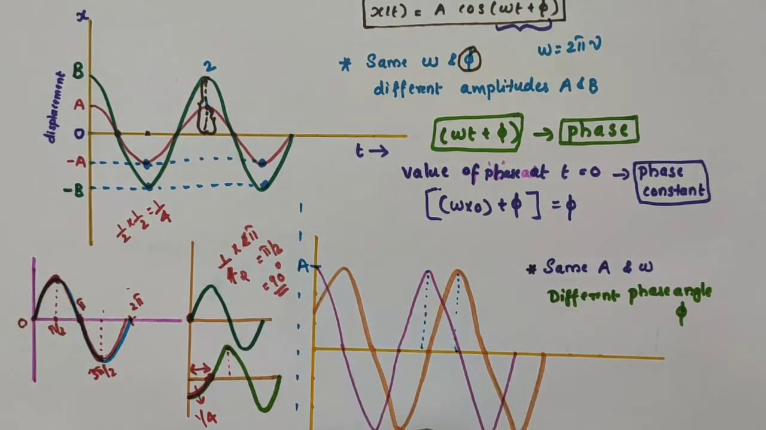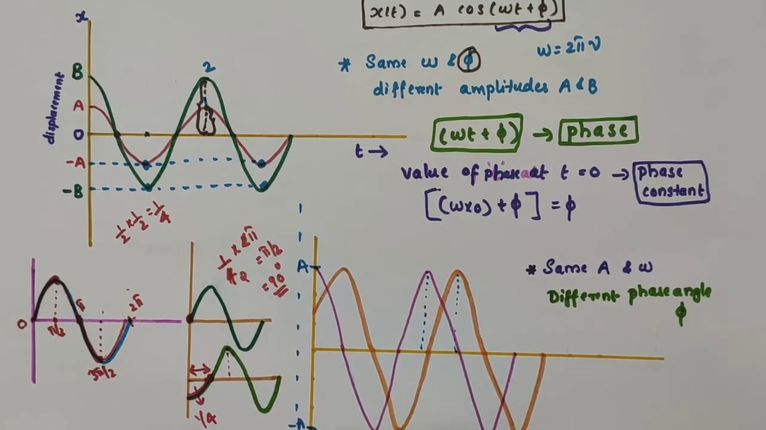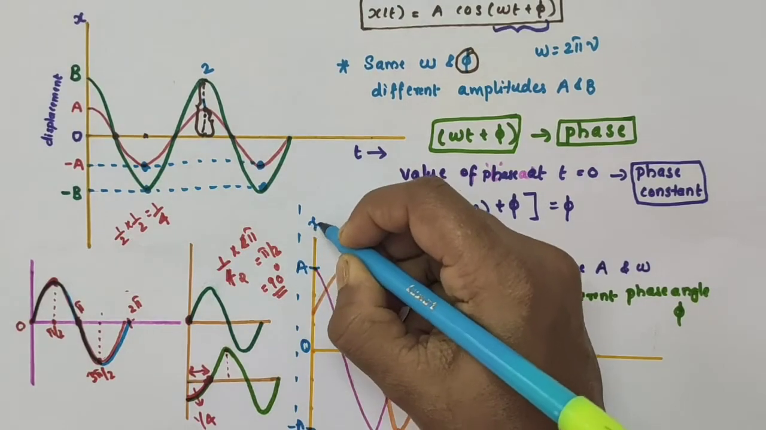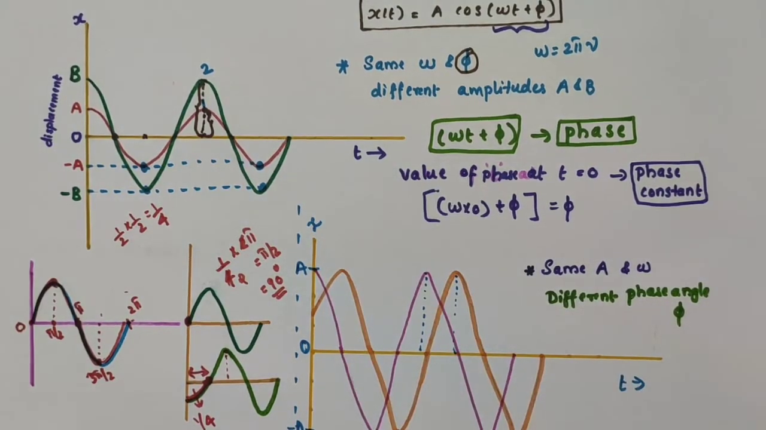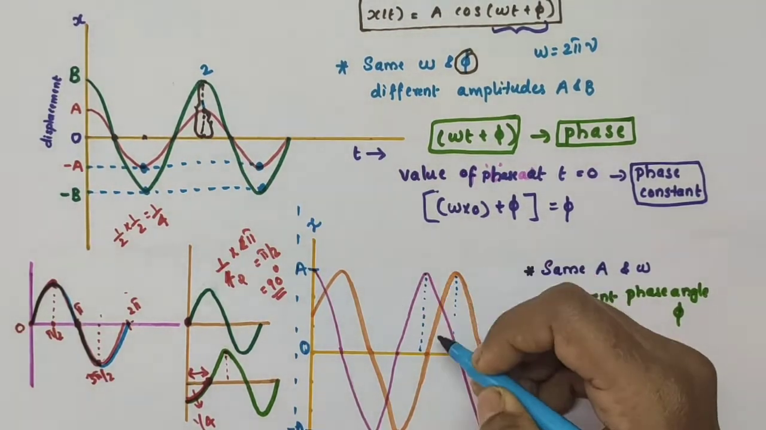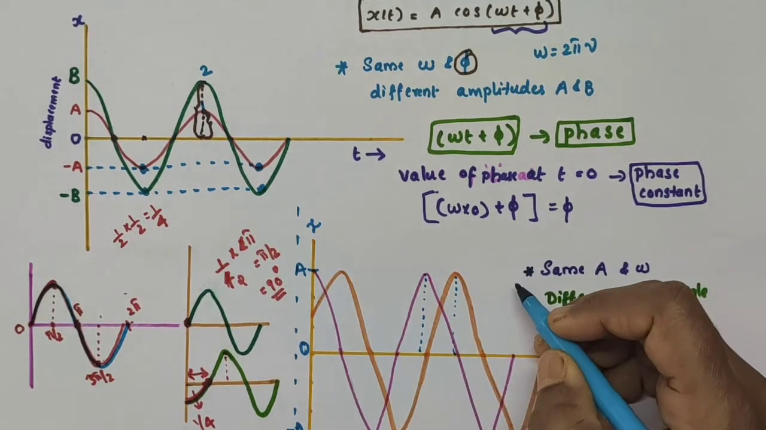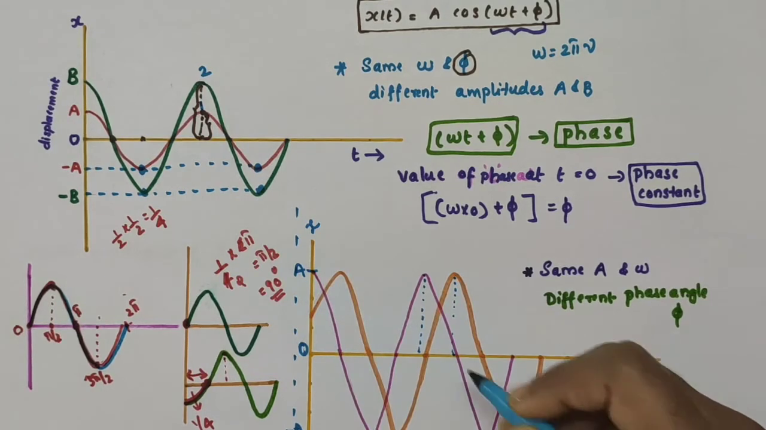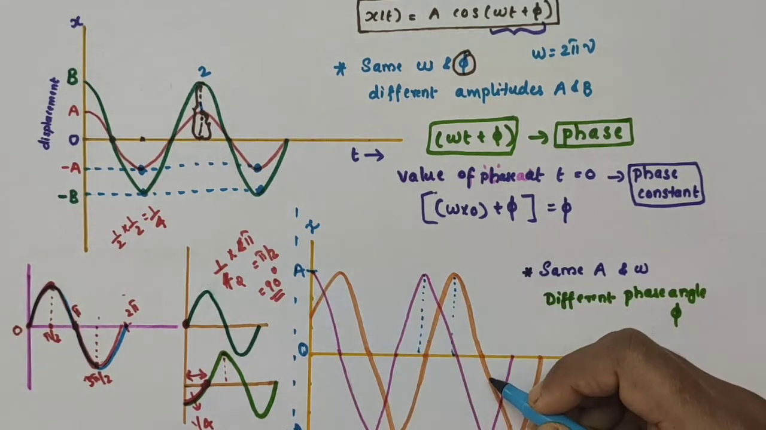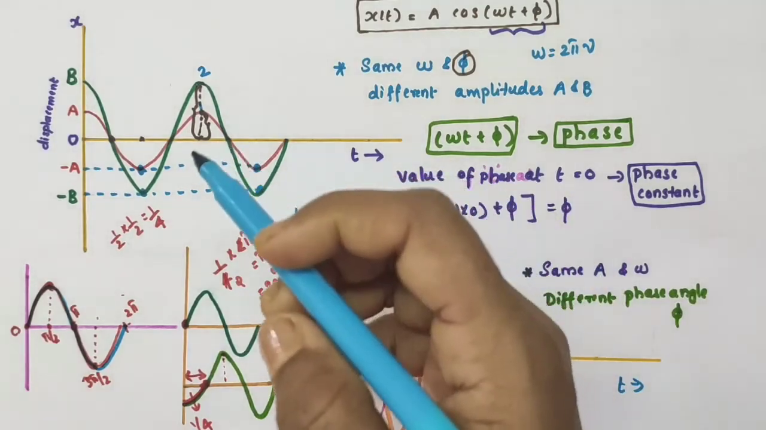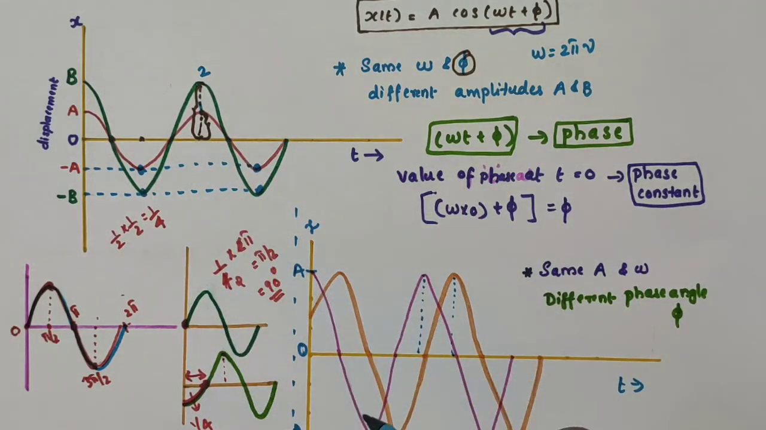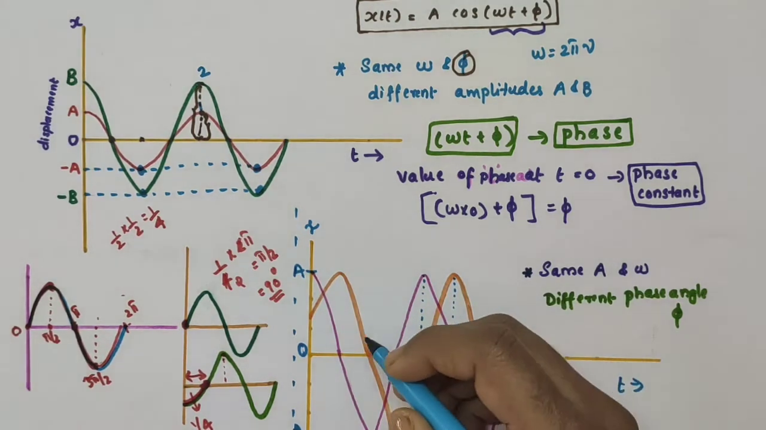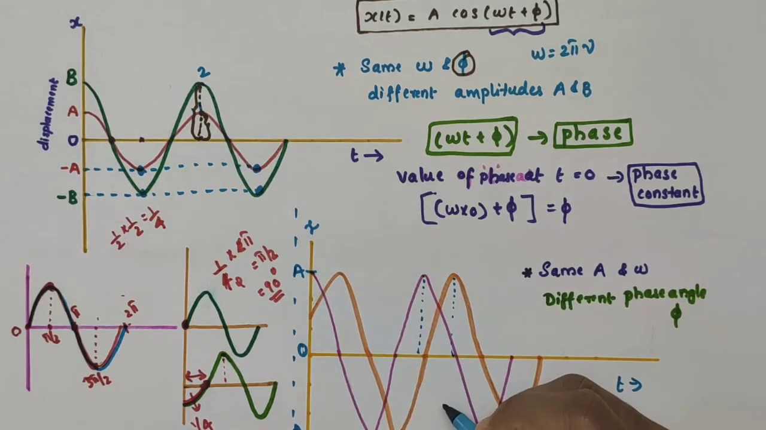Here we have minus A, corresponding to this we have minus A, then this value is 0. Here we have displacement along this axis and time along this axis. So you can see that these two waves have the same amplitude, and these two waves have the same omega too. Their angular frequencies are also the same, just like we discussed in our previous figure. But you see, there is a phase difference between these two waves.